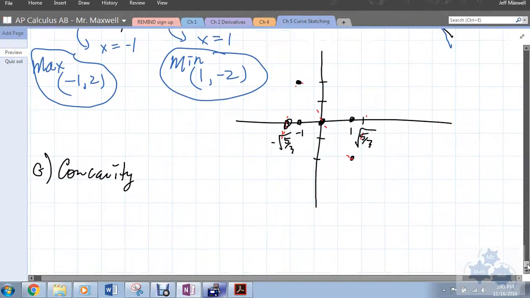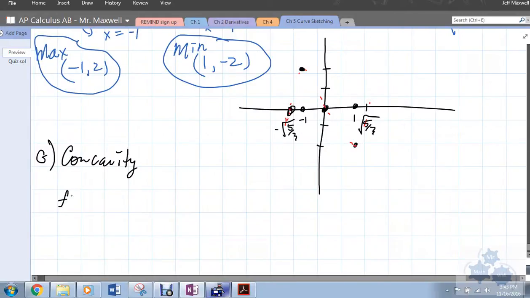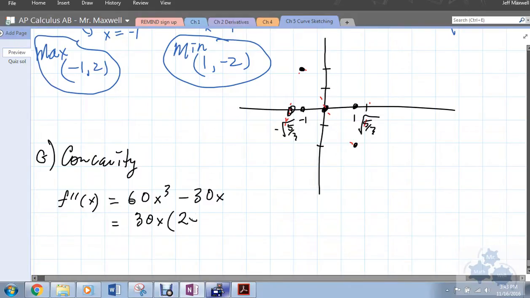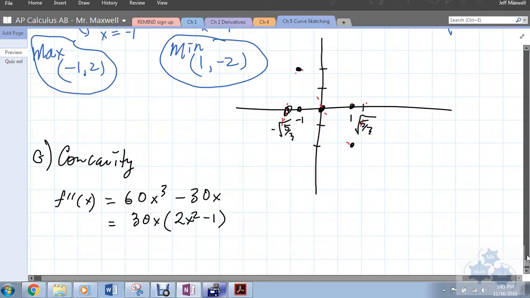And so that involves the second derivative. So we need to find out what the second derivative is, and that's the derivative of the derivative. And so the second derivative is 60x cubed minus 30x. Factor that: it is 30x times 2x squared minus 1.